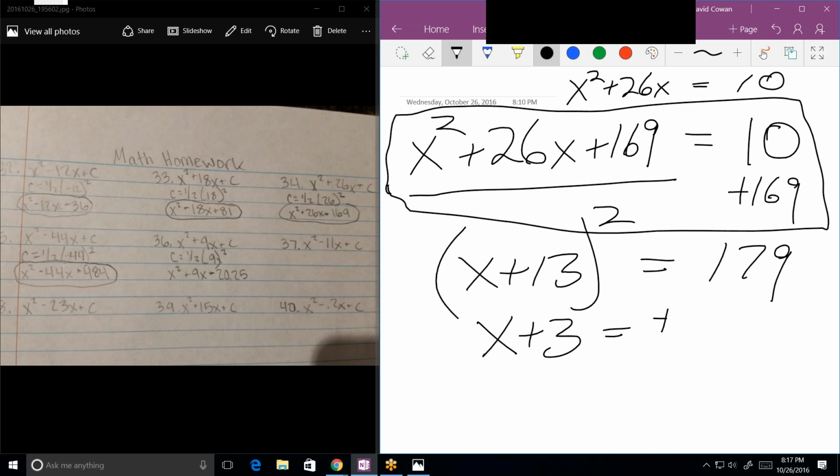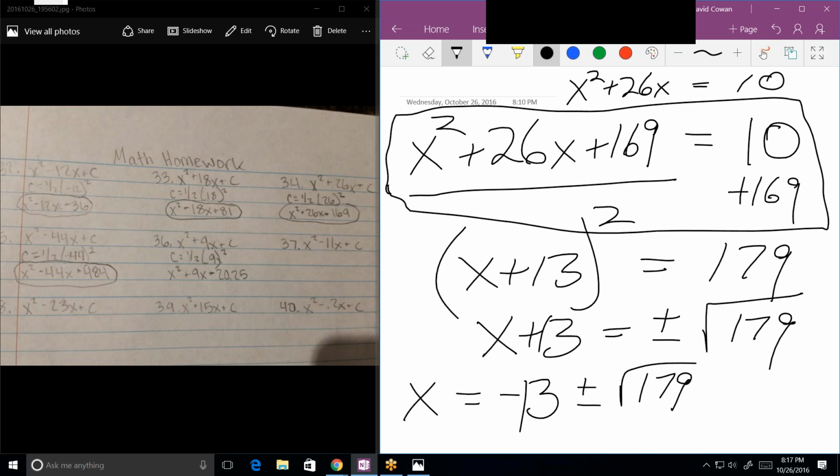Okay. Plus or minus always the square root of 179. I take my 3 and I move it over. Do you mean 13? Yeah, I did mean 13. Okay, no worries. Plus or minus the square root of 179. There's my answer. So I was able to solve this quadratic that I couldn't solve by factoring.